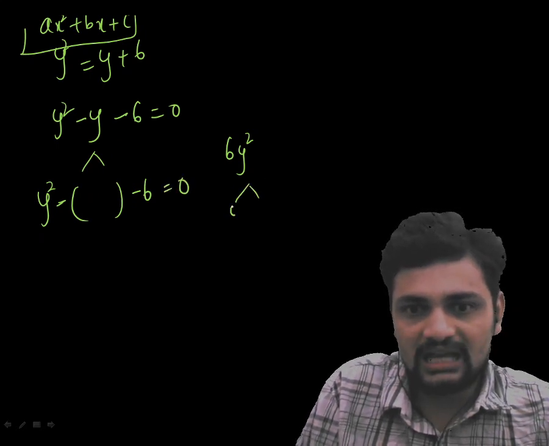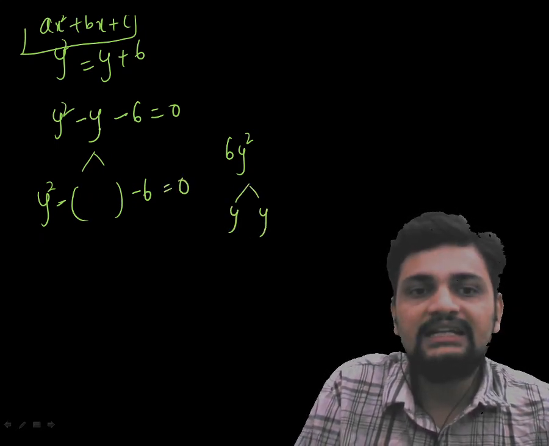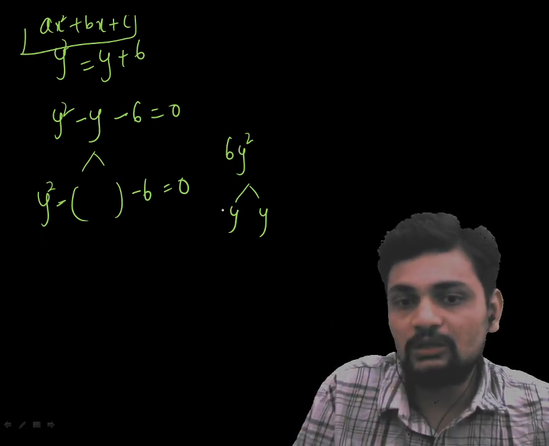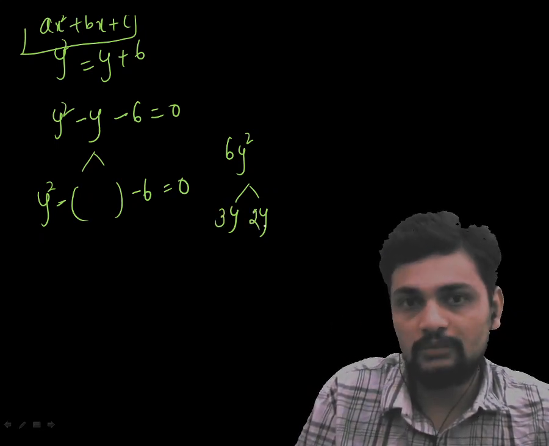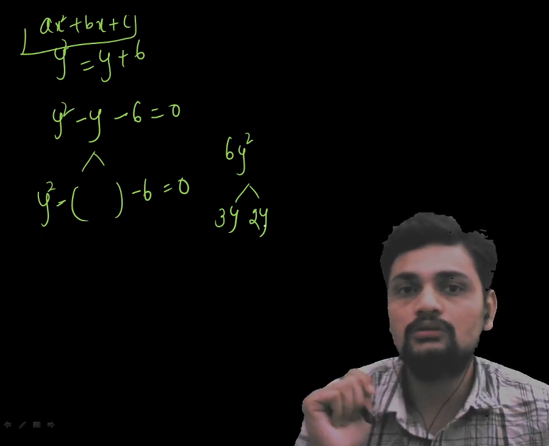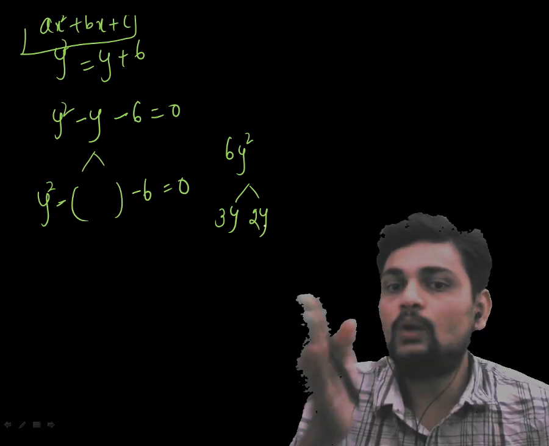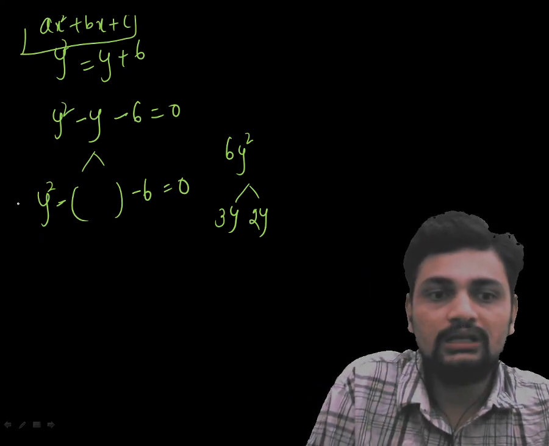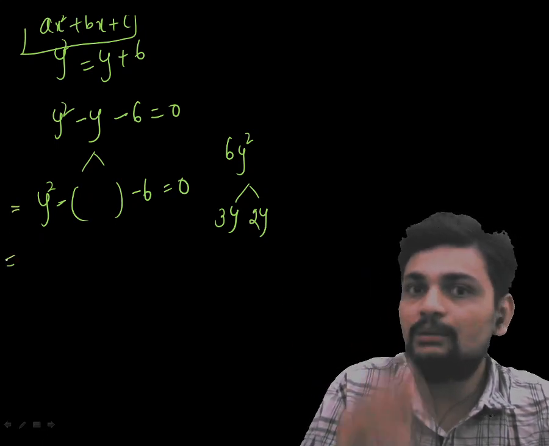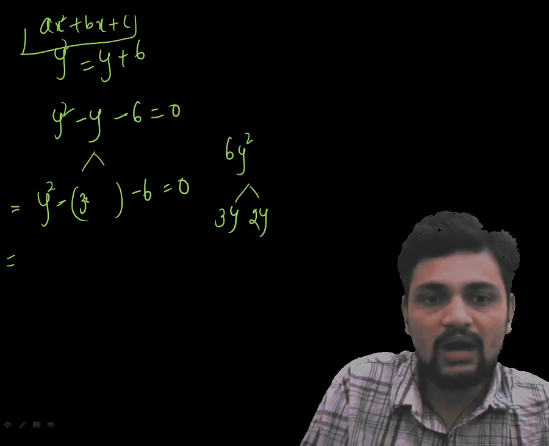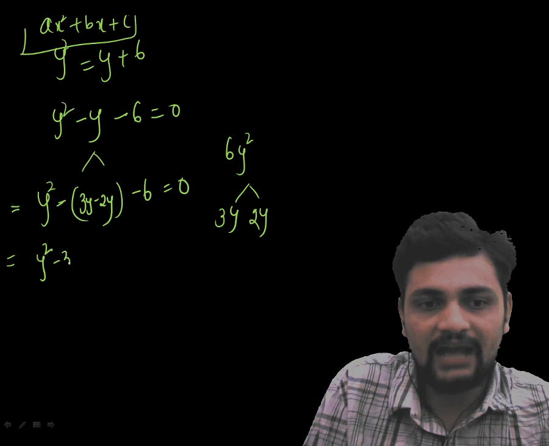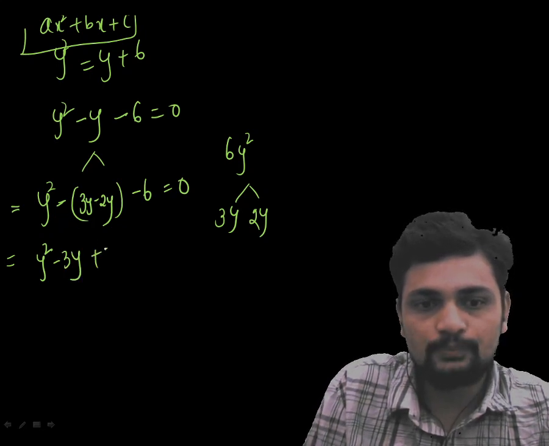So this y square can be split as y and y. I need the answer as 1 because the coefficient of y is 1, which is possible only when I do 3 into 2, because 3 minus 2 will give us 1. I can do 6 into 1 also here, but 6 plus 1 is 7, so that will not be a proper method of splitting the middle term. So 3y minus 2y. Then in the next step I will multiply minus inside the bracket. Minus into minus is plus.